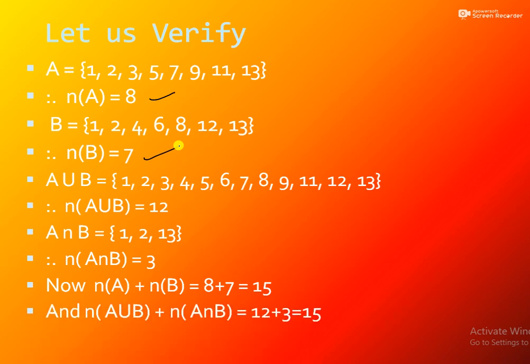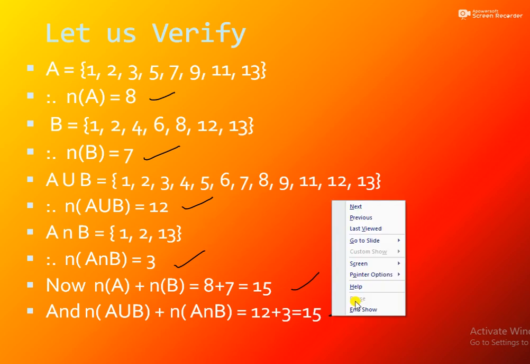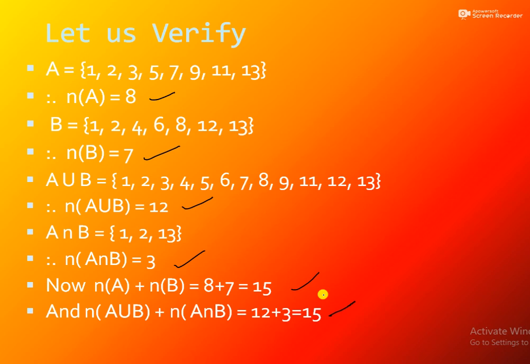So let us check for A union B. n(A union B) is 12 and n(A intersection B) is 3. So n(A union B) plus n(A intersection B) is equal to 12 plus 3, that means 15. So from n(A) plus n(B) and n(A union B) plus n(A intersection B), we satisfy the formula, that is n(A) plus n(B) is equal to n(A union B) plus n(A intersection B). So we will stop here. Student, this is our formula, hence proved.